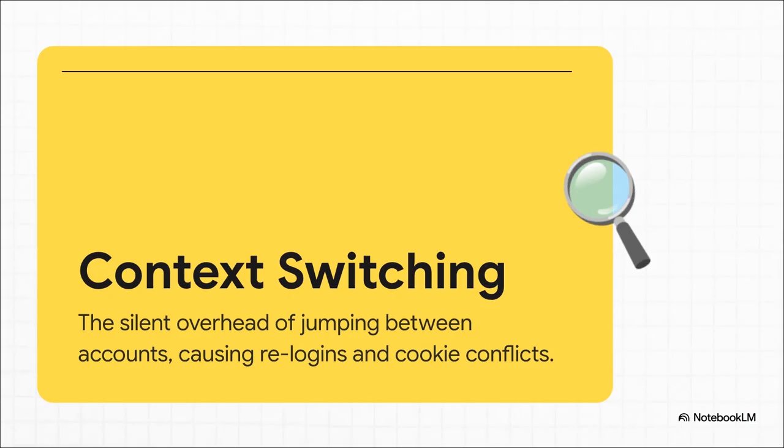All right, first up, context switching. And you know exactly what this is. Picture this. You're deep in a client's Google account, and you need to check something in your own business email. So what do you do? You log out, log back in, maybe you have to fight with the cookies, and just like that, the brilliant idea you were about to work on has vanished. That's the overhead, and it adds up like crazy.